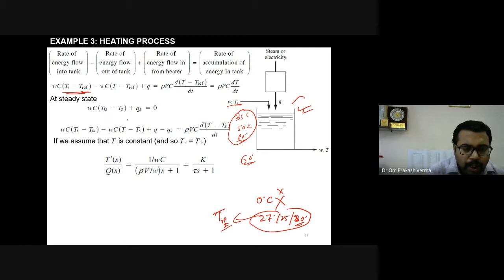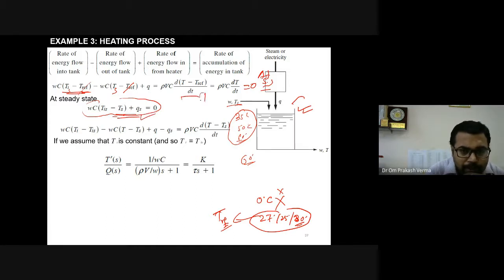Now at the steady state, again in minus out plus the steady state heat value is equal to 0, since d by dt becomes 0 at the steady state. We have written it like this. The inlet temperature at steady state is TIS, and the temperature at steady state becomes TS, and T reference will remain the same and cancel out. The ultimate equation becomes W C (TIS minus TS) plus QS equal to 0.